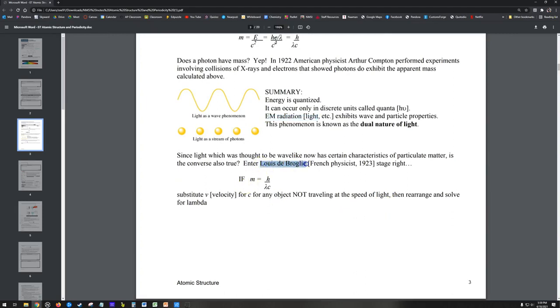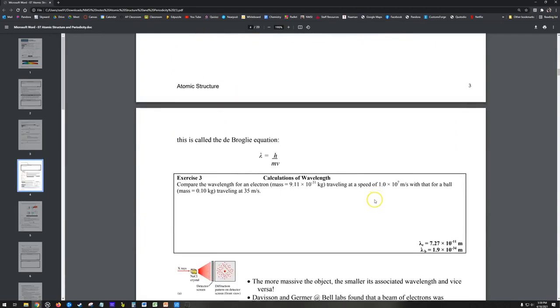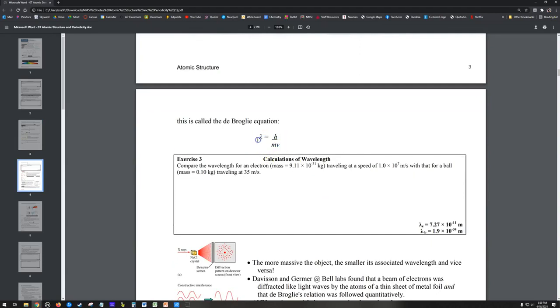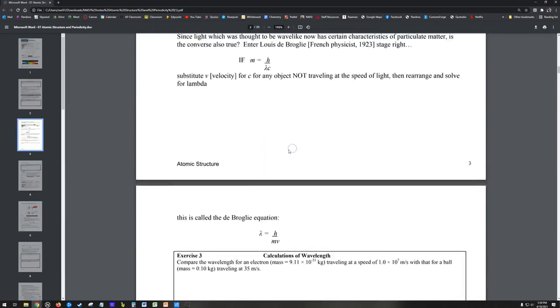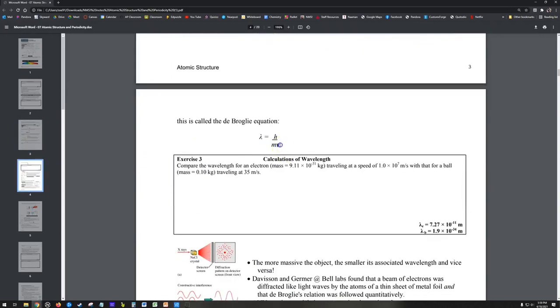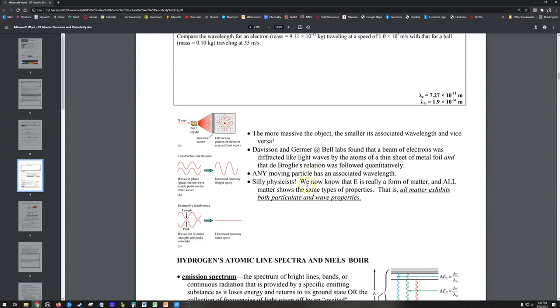Then we look at de Broglie. So de Broglie substituted v for velocity and c for an object that is not traveling at the speed of light. He came up with the de Broglie equation. The wavelength is equal to Planck's constant divided by mass times velocity. Okay, so we've got some examples here. The more massive an object, the smaller its associated wavelength is, and vice versa. All right, so all matter exhibits both particle properties and wave properties.